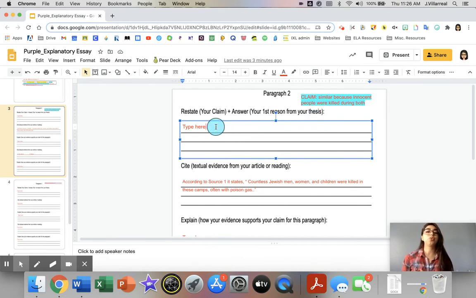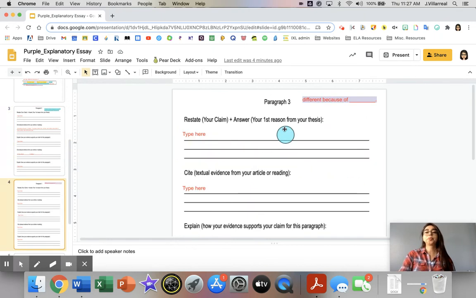So now here I need to restate. Remember, restate means to say again, but using different words, right? Because it's going to be super boring if you just copy and paste this here. If I just said the Holocaust and Black Lives Matter are similar because innocent people were killed during both, boring. I want you to say the same thing, but using slightly different words. You're still telling me that the Holocaust and Black Lives Matter were similar because innocent people died, but use slightly different words, okay?